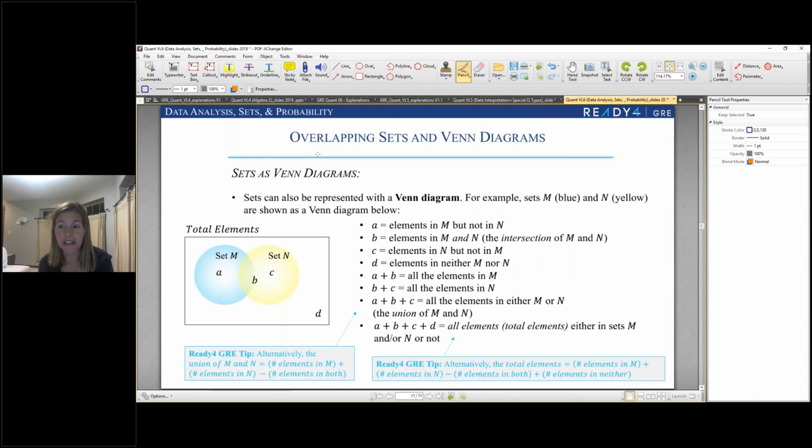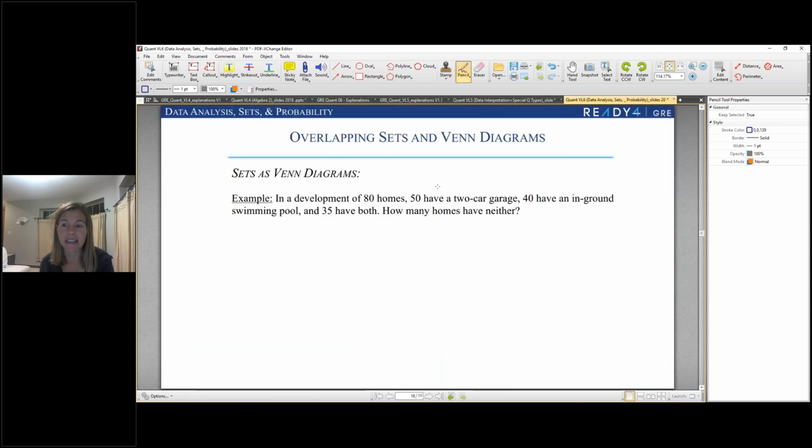But to get onto these Venn diagram problems, sets can be represented with a Venn diagram. So you've probably seen how problems like this, and I want to show you one of these for sure.